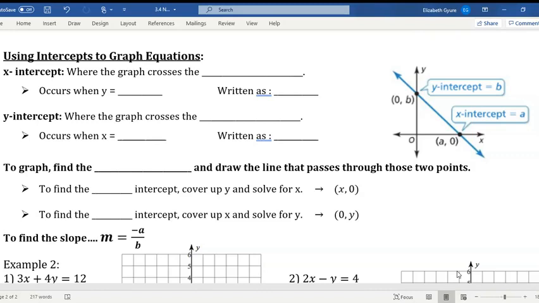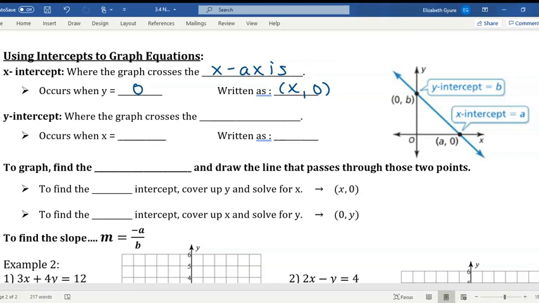So the x-intercept is where the graph simply crosses the x-axis. That happens when y is 0. If you're at the x-axis, y is 0. We saw that in the coordinate points that we wrote down. And if we write an x-intercept, remember you write it as your x value, comma, 0. We just did that before.